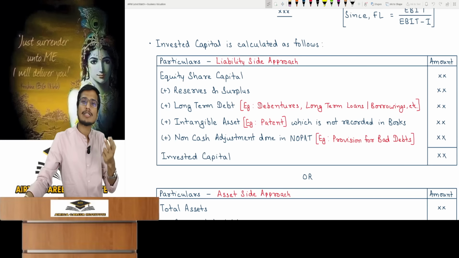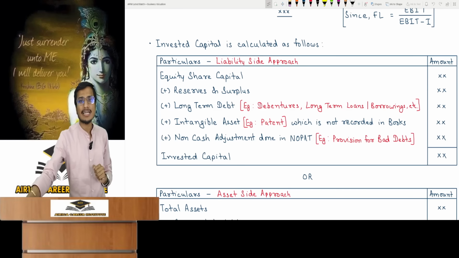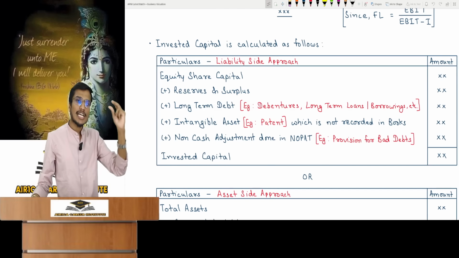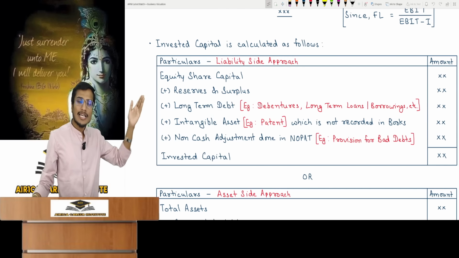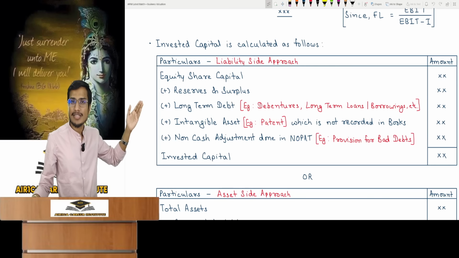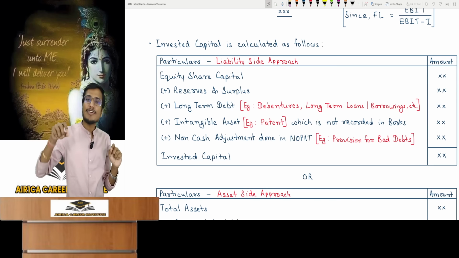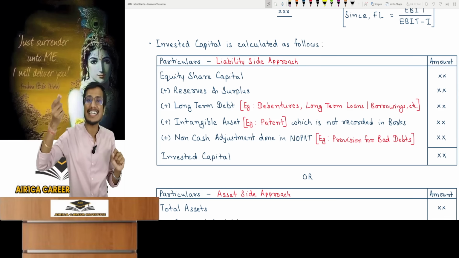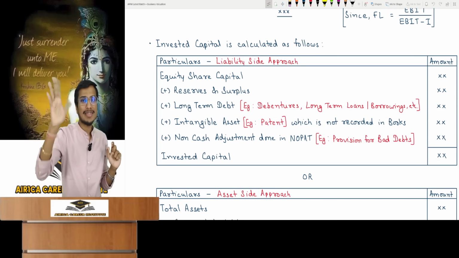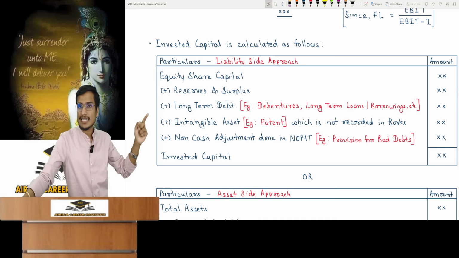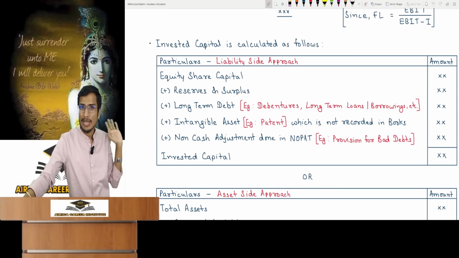You can calculate from 2 sides, liability or asset, same result. Capital employed also came in 2 ways, I told you in the basics. Equity share capital plus reserves and surplus plus debt. So capital employed, equity share capital plus reserve and surplus plus debt. Or the other way, total assets minus current liabilities. If you do this, it will be same. From the liability side, to calculate capital employed, simply add these 3.